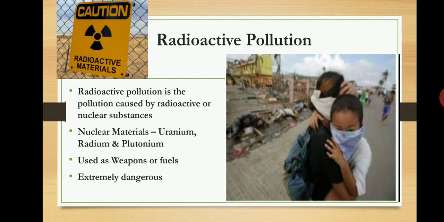Now let's look at the final type of pollution that we are going to study, and it is radioactive pollution. If the question is define radioactive pollution, or what is radioactive pollution, what is your answer going to be? Your answer is: radioactive pollution is the pollution caused by radioactive or nuclear substances. Please repeat with me. Radioactive pollution is the pollution caused by radioactive or nuclear substances.